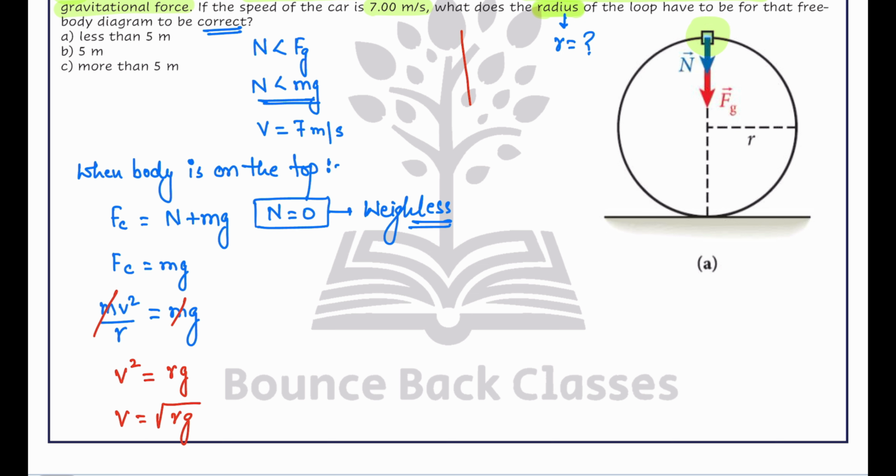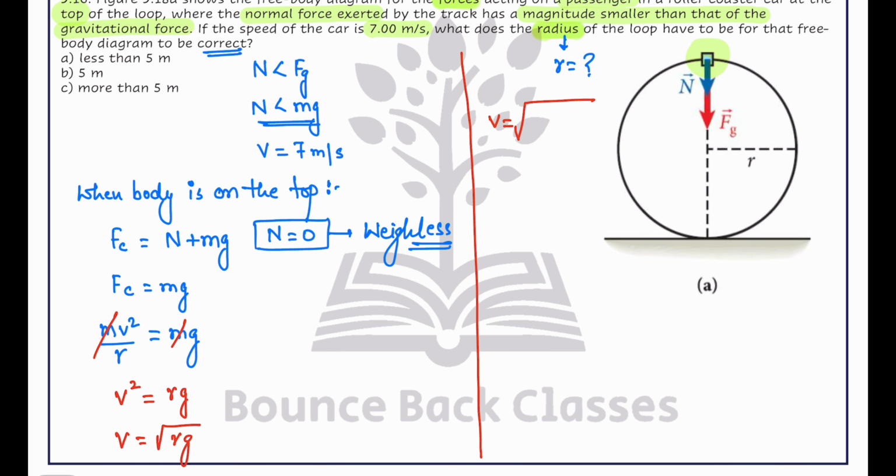Do you understand this part? Okay, so what is the velocity now? Solve it. v equals root of radius times g, and we need to find the radius. So I will use this equation: r equals v square over g. Place the values: r equals 7 square divided by 9.81. So r equals 5 meters.